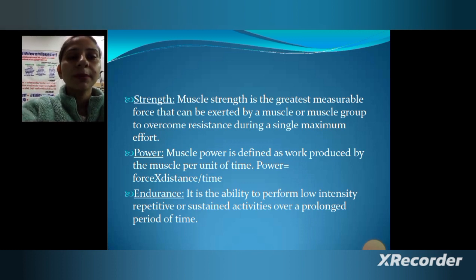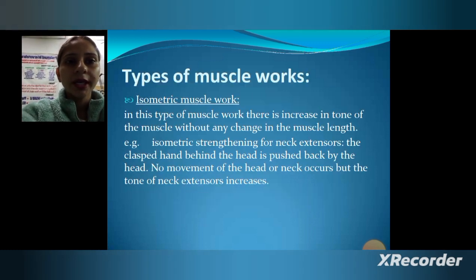Then strength. Muscle strength is the greatest measurable force that can be exerted by a muscle or muscle group to overcome resistance during a single maximum effort. Then what is power? Muscle power is defined as work produced by the muscle per unit of time. Power is equal to force into distance over time. Then what is endurance? Endurance is the ability to perform low intensity, repetitive or sustained activities over a prolonged period of time.